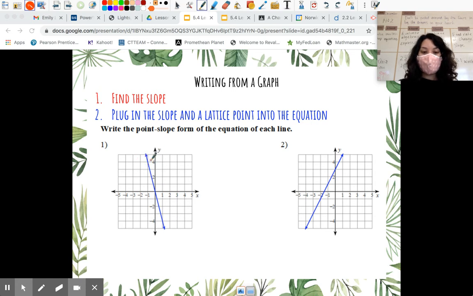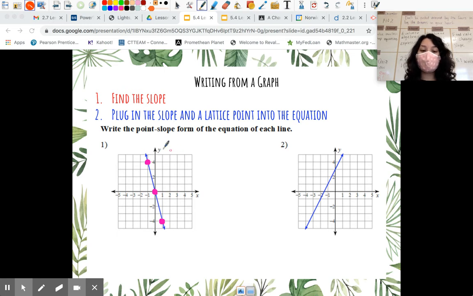Okay, so in this first example, we have this graph. We got a nice lattice point here. We've got a nice one here. And it looks like we got another one here. Again, the lattice points are the parts of the line where it's crossing through those grid line crosshairs perfectly in the center. Obviously, we've got points all along this line, but we only want to pick the nice integer values because those are the easiest to work with.